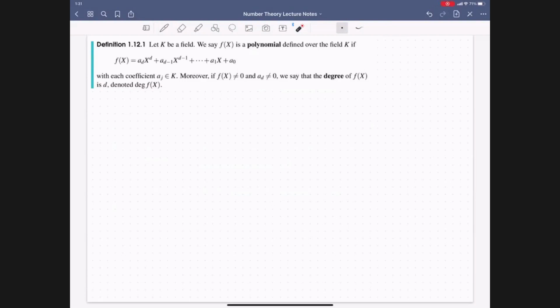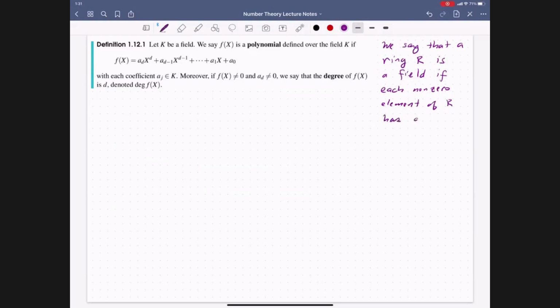So whenever we say a polynomial, we're going to be proving Lagrange's theorem, but we're going to be doing it in a more general setting. So we're going to go ahead and take K to be a field. So as a reminder, we say that a ring R is a field if each non-zero element of R has a multiplicative inverse.